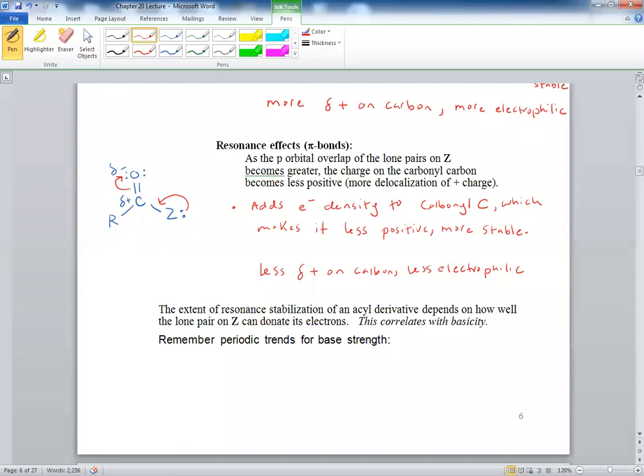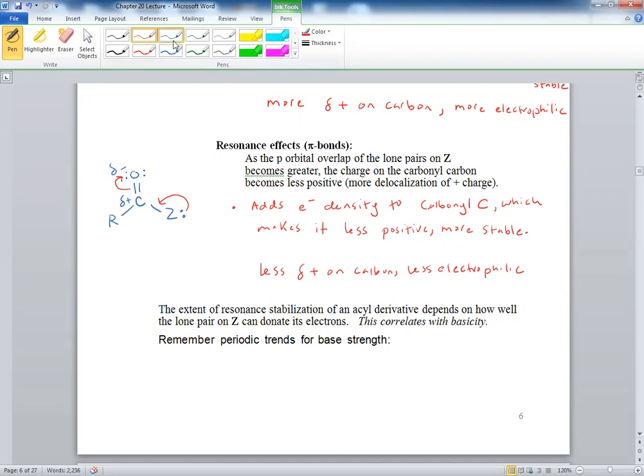So as we said here, the extent of resonance stabilization of an acyl derivative depends on how well the lone pair on Z can donate its electrons, and this correlates with basicity. This is a lesson from Organic 1, very important. All you need is this if you don't recall the base strength that we studied in Organic 1.